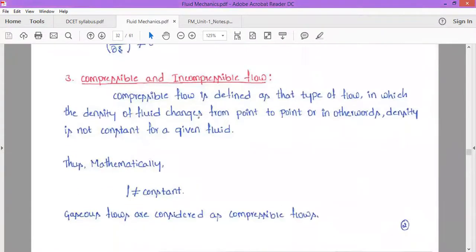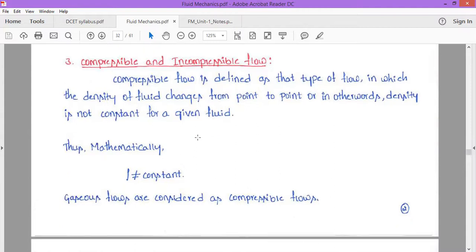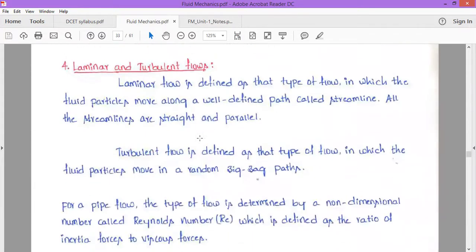Compressible flow. A compressible flow is defined as the type of flow in which the density of the fluid changes from point to point. In other words, if the density does not remain the same, constant, then that flow is called a compressible flow. Incompressible flow means the density remains the same, then we can call that an incompressible flow.